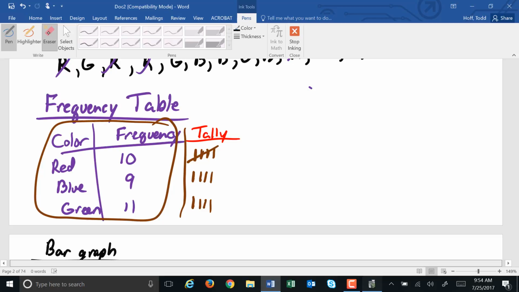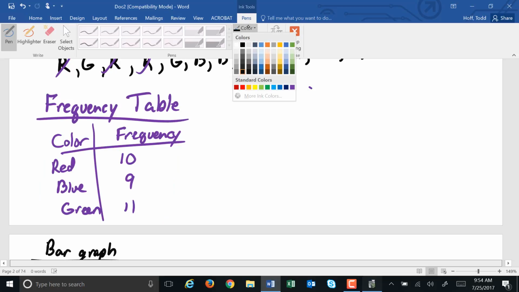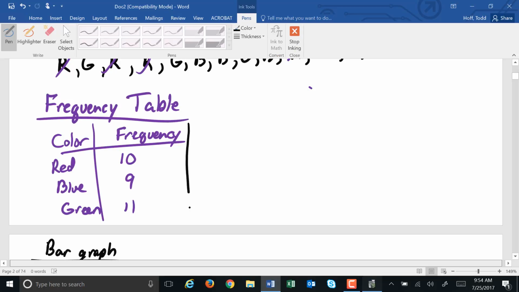Well, on this frequency table, I'll get rid of this tally column. There is another way the data can be broken down, and that is what we call relative frequency. Relative frequency is a proportion, similar to a percent, of the time that a thing occurs. To do relative frequency, the first thing we have to get is a total. Well, if we add all these up, we get a total of 30.